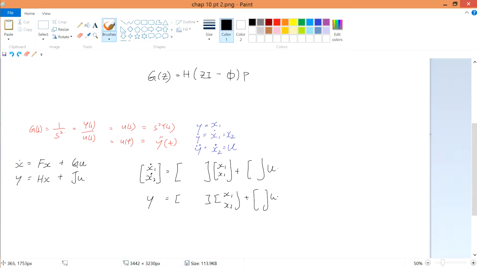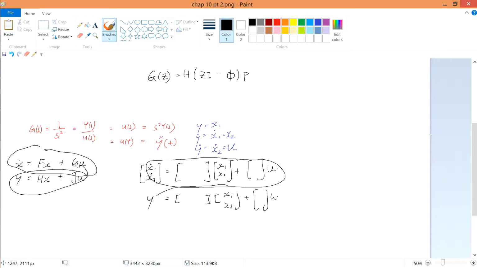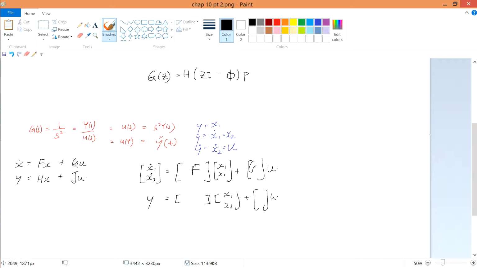Okay, so this thing over here is your this thing, while this thing over here is your this thing. So I can say that this is my F, this is my G, this is my H, this is my J. Same thing. So I'll just simply substitute this information into this state space.